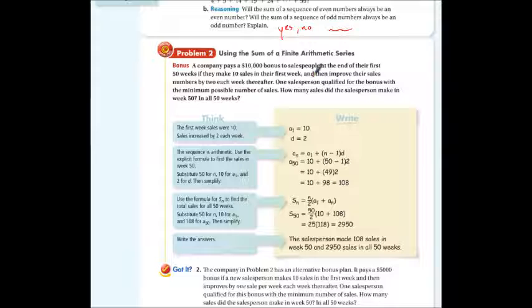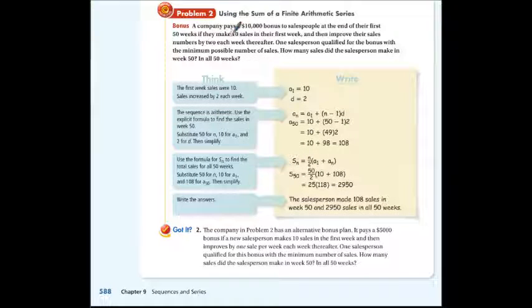So using the sum of a finite arithmetic sequence, here's how this can be used. A company pays a $10,000 bonus to salespeople at the end of their first 50 weeks if they make 10 in sales their first week and then improve their sales numbers by 2 each week thereafter. One salesperson qualified for the bonus with the minimum possible number of sales. How many sales did that salesperson get in week 50, and then how many in all 50 weeks?